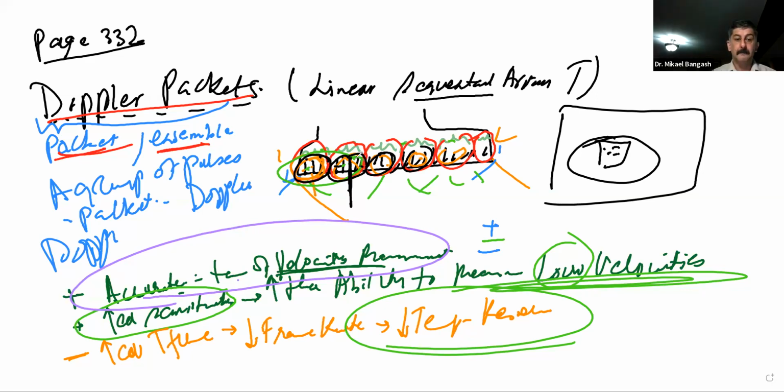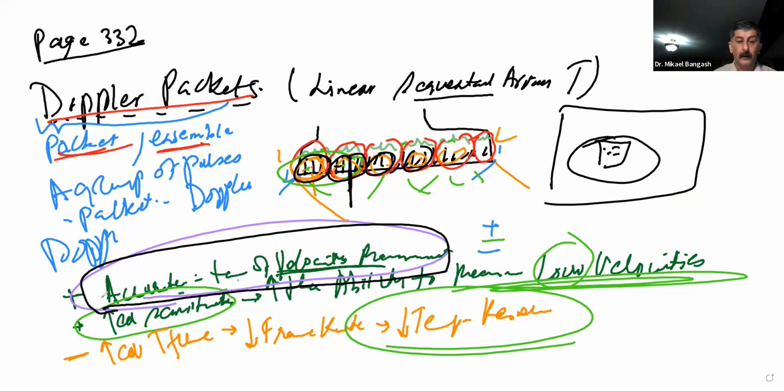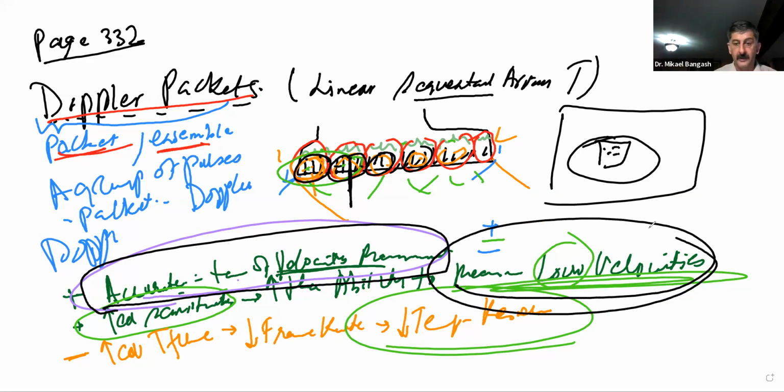Did that make sense? Its main advantage is that it's going to be more accurate. It's also going to be more sensitive, which increases our ability to measure low velocities.